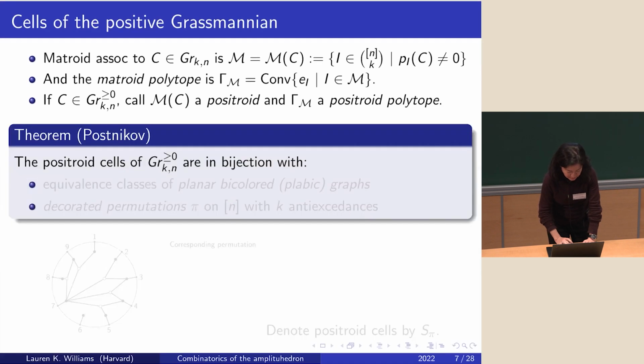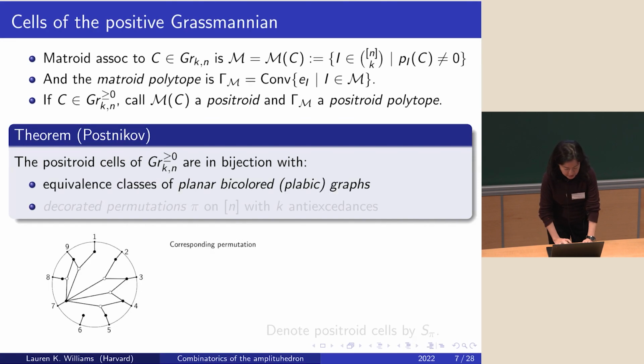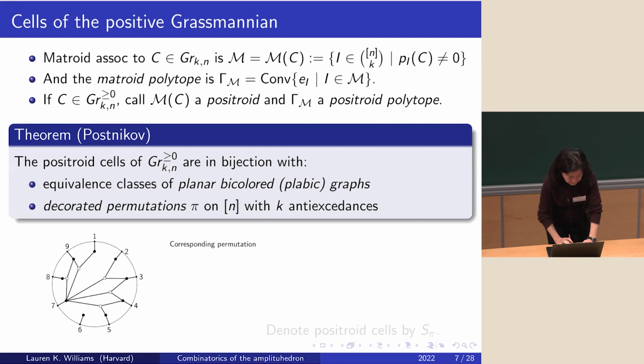So, in Postnikov's 2006 preprint, he classified all of the cells of the positive Grassmannian and showed that they are in bijection with several combinatorial objects. One of them is equivalence classes of some kind of planar bicolored graphs. This is a picture of a planar bicolored, or plabic, graph. That's the first set of objects. And the second set of objects is some kind of permutations: decorated permutations on n letters with k anti-exceedances.